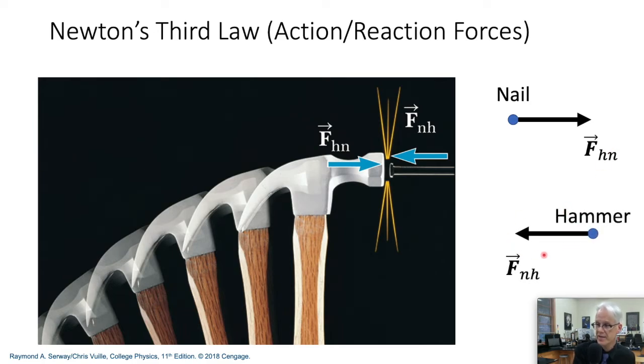Here's the free body diagram of the hammer, and here we have the force of the nail on the hammer. The two forces do not cancel each other out because they are on two different objects. Which is the action force and which is the reaction force? Well, it doesn't really matter. It depends on your point of view.